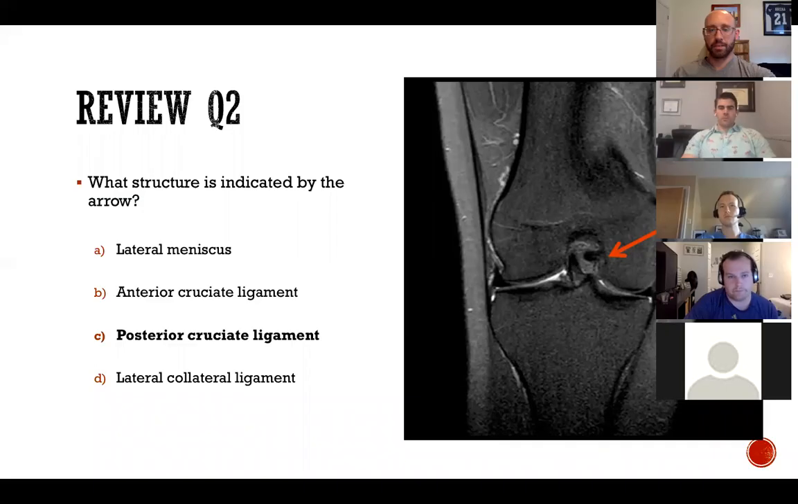Cool. Also, to point out, the medial tibial plateau is usually distal to the lateral, as well as being concave. Good point. Nice. Yep.